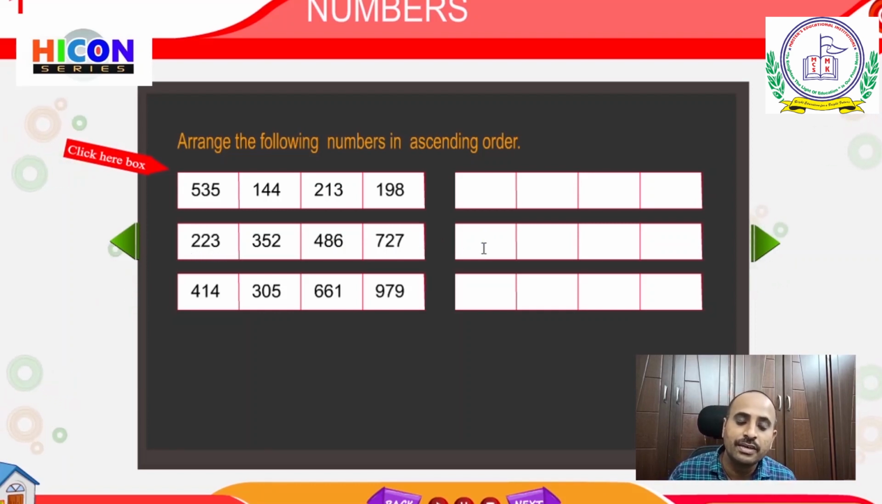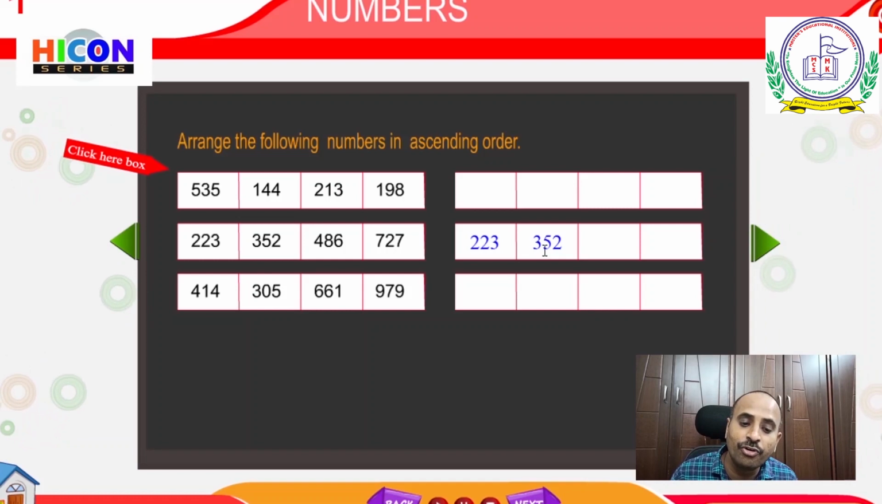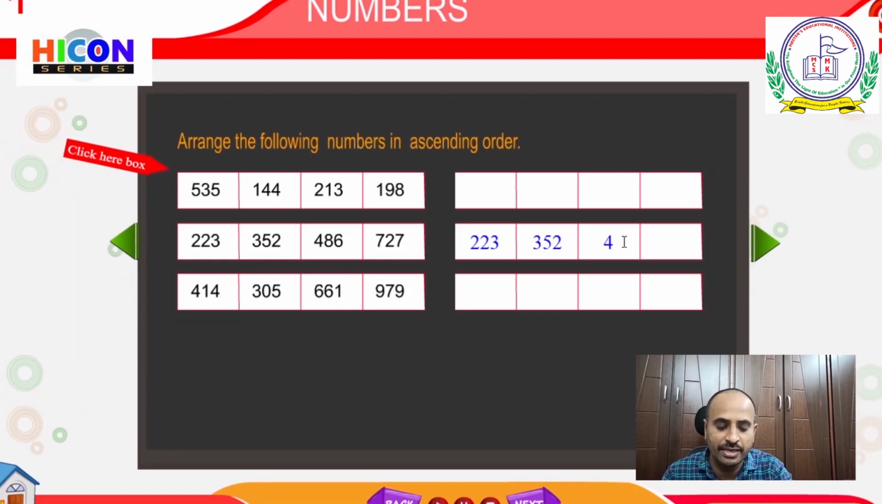So next, which one is smaller? Among 3, 4, 7, 3 is smaller. So 352 becomes the next smallest number. So children, which one is smaller? So next, among 4 and 7, 4 is smaller. The first digit 4 is smaller than the first digit 7. So 486 becomes the next smallest number. So write the remaining number at last, that is 727.